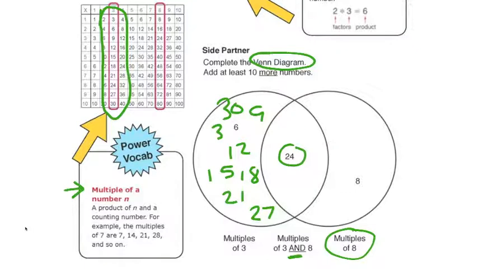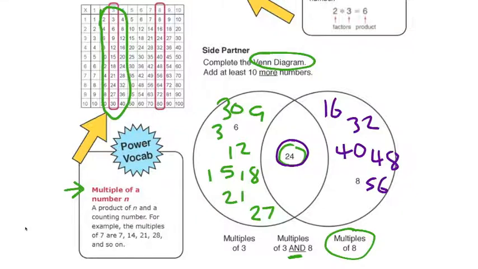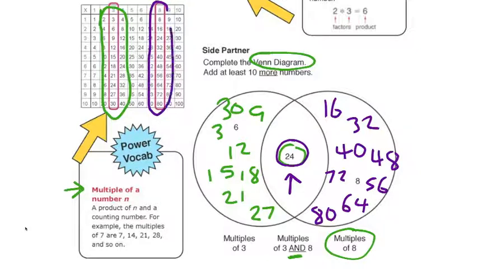Cool. So 8, 16, 24 we've already got in the middle. 32, 40, 48, 56, 64, 72, and 80. It turns out in this Venn diagram there's only one number that both have. In some Venn diagrams they might share a lot of multiples. So multiples are really just a row or a column on a multiplication chart. So that, for example, multiples of 8 are 8 times 1 is 8, 8 times 2 is 16, and so on.